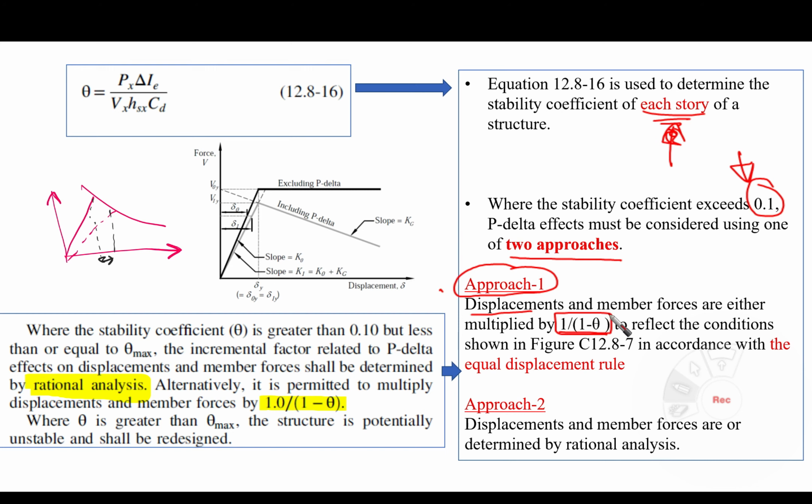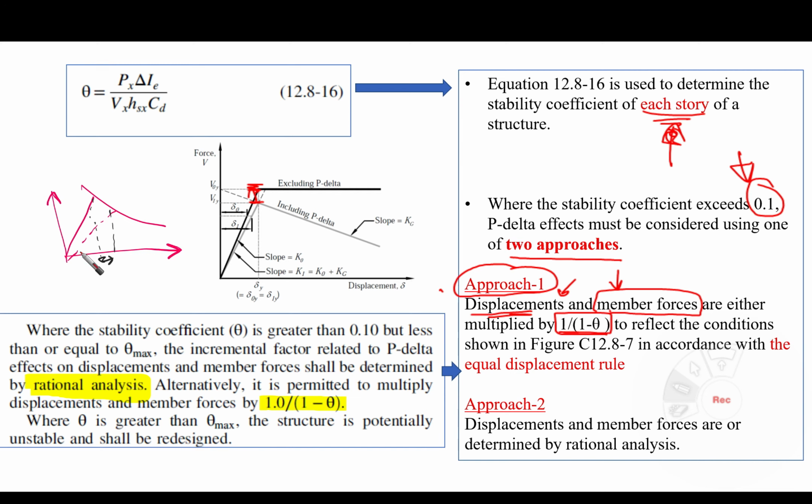So member forces means that the design member forces are going to be increased, so that the strength is going to be increased in this case. We are going to lift it up. Similar for the displacement: we are going to increase the design displacement by this value. So we multiply the member forces and displacements by 1 over 1 minus theta to reflect the conditions shown in this figure, in accordance with the equal displacement rule. Actually, this is an important issue.